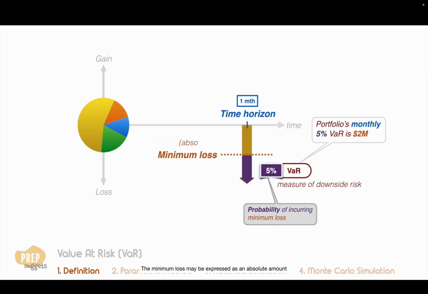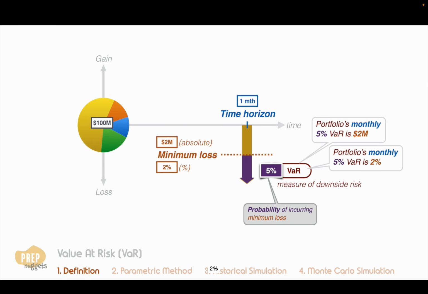The minimum loss may be expressed as an absolute amount or as a percentage. For example, if the portfolio value is $100 million, we can say that the portfolio's monthly 5% VaR is 2%. Be very clear that the percentage attached to the VaR is the probability, so the other percentage must be the minimum loss.